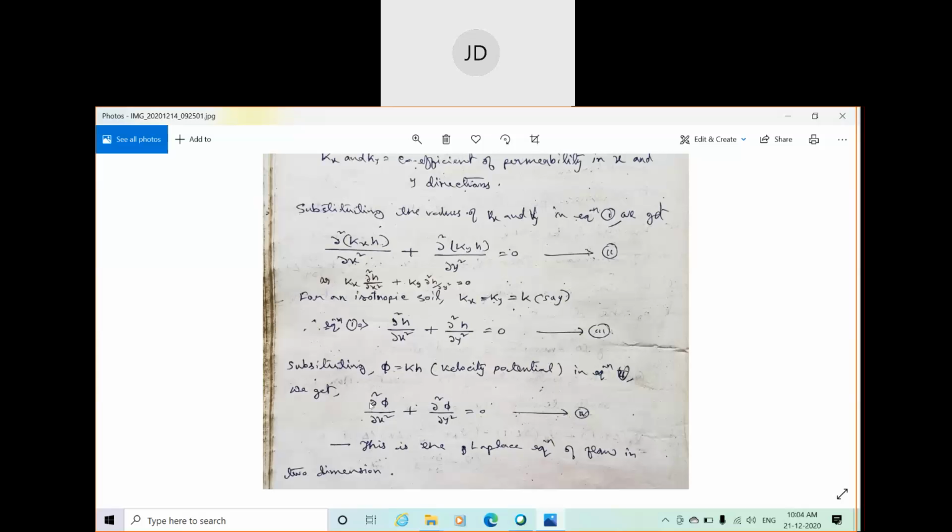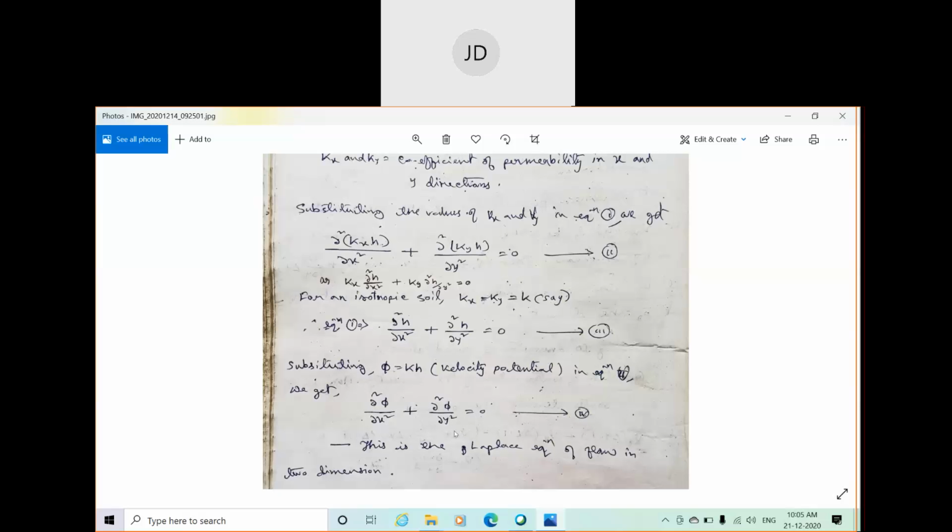So del square phi by del x square plus del square phi by del y square equal to 0. This particular equation is known as the Laplace equation of flow in two dimensions. That means double differentiation of velocity potential in x direction plus double differentiation of velocity potential in y direction is equal to 0. Or you can say the summation of double derivatives of velocity potential in x direction and y direction is 0.